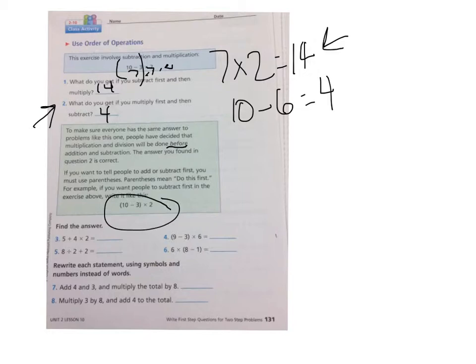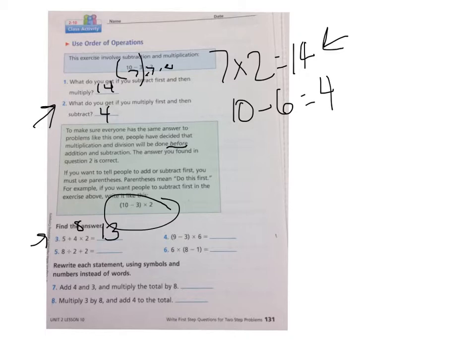So we want to find the answer. I'm going to do 3 and 4 with you. So 3 has 5 plus 4 times 2. Well, I know I don't want to just go from left to right. I want to do the multiplication first. So I'm going to do 8, and then it would be 5 plus 8 equals what? And that would be 13.